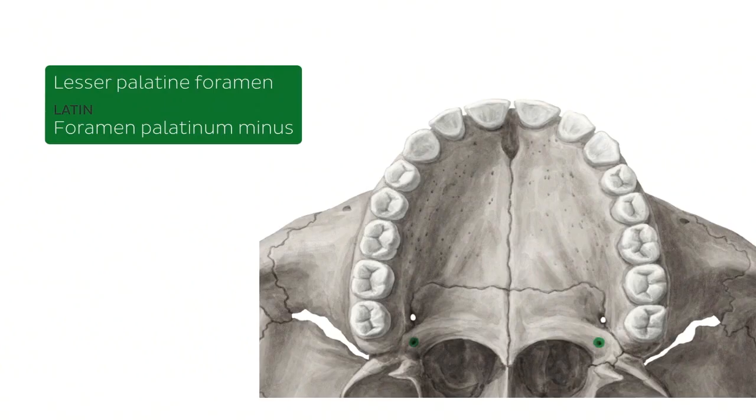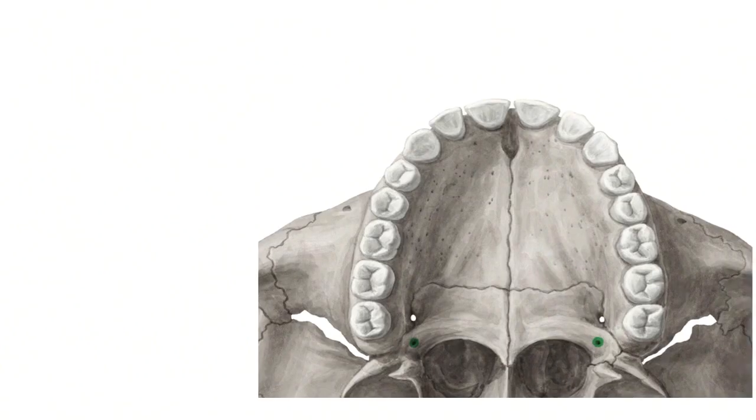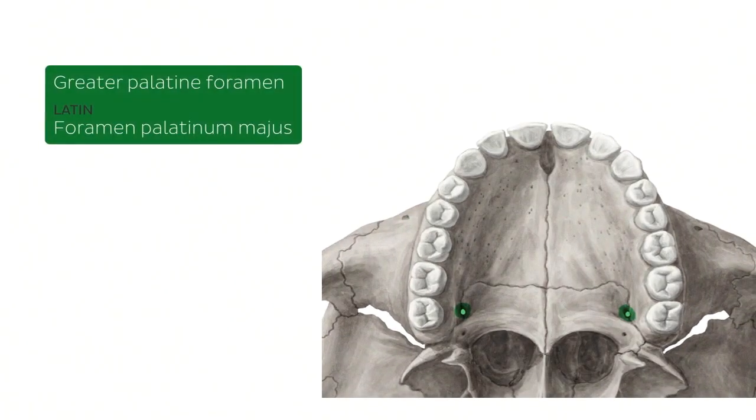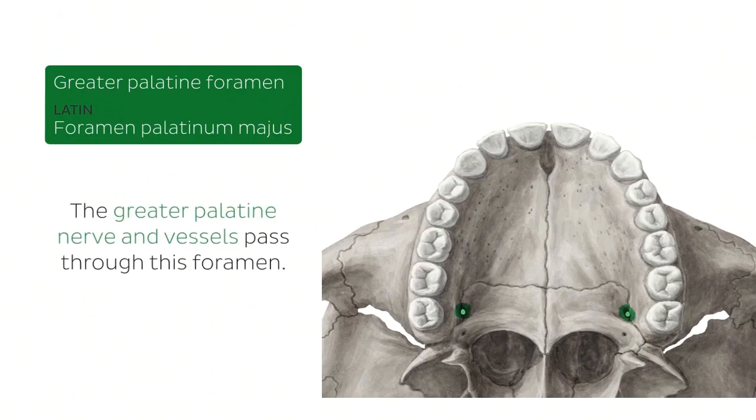If we have a lesser palatine foramina, we have to have then greater palatine foramina. And they are located anterior to the lesser palatine foramina on the palatine bone. And the greater palatine nerves and also vessels pass through these structures.